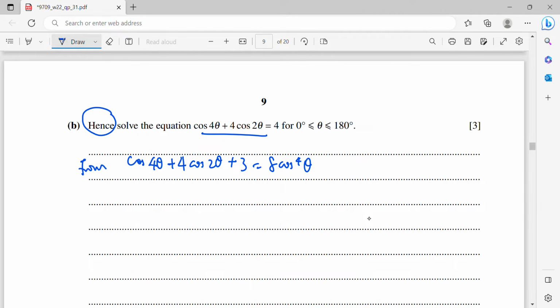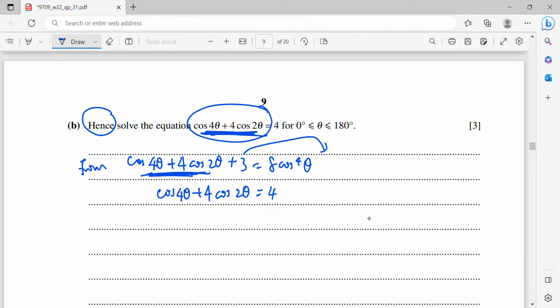Now you want to solve this equation. You will notice that these two terms on the left-hand side are the same as the identity that we have proven. Therefore, now I copy the question. To get these two terms, we have to move the 3 to the other side. So I will get 8 cos to the power 4 theta minus 3 equals 4. So now 8 cos to the power 4 theta equals 7. So cos to the power 4 theta is 7 over 8.